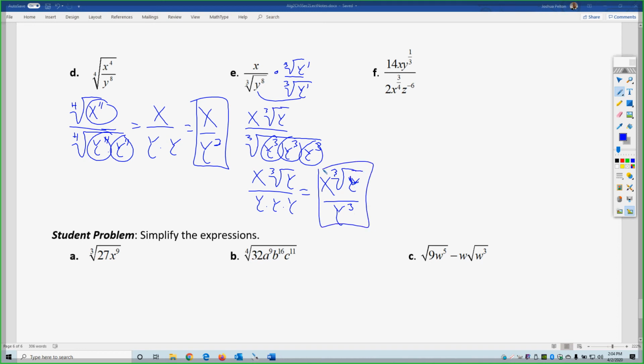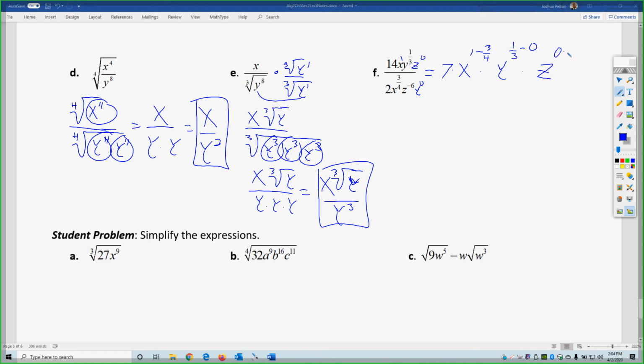Okay, next one, quotient rule of exponents. If there's nothing there, you can put a 1. So I really have 12 divided by 2, which is 6, x to the 1 minus 3/4, and then y to the 1/3. Well, there's no y in the bottom, so I can put a y to the 0 there, right? So it's 1/3 minus 0. And then z, I don't have any z's in the top, so I can put a z to the 0 as a placeholder.